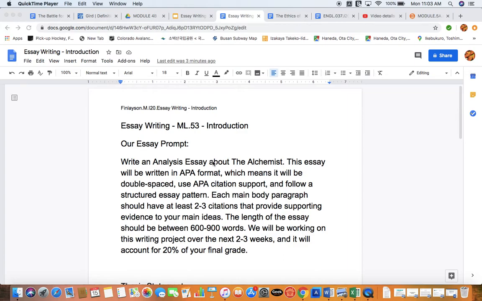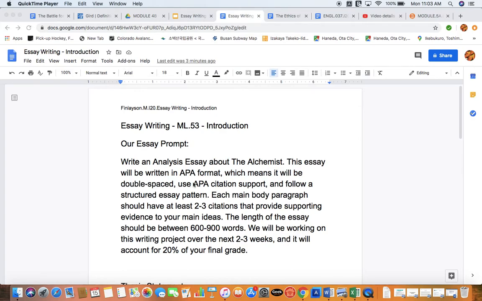So this is mini lecture 53, and today we will be focusing on the introduction of our essay. So as I always state, when you're starting the work on your essay, you should always go back and reread the essay prompt before each writing session, and that's just to keep you focused. So let's take a look at the essay prompt. Writing an analysis essay about The Alchemist. Write an analysis essay about The Alchemist.